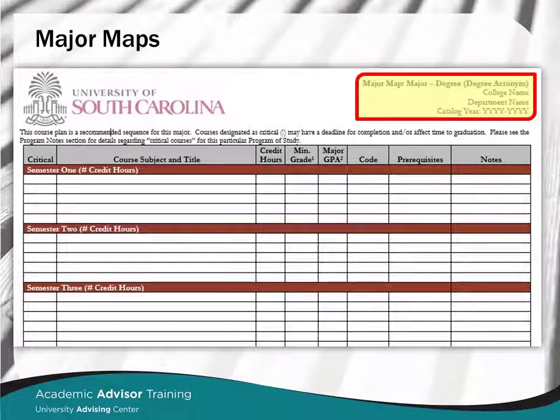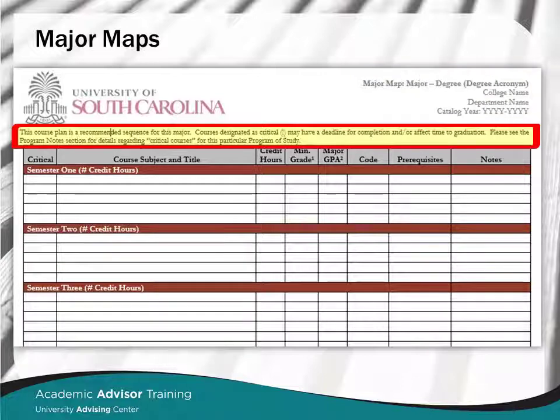Notice the header containing the information about the program of study. If this were a map for a particular major with an approved concentration, the concentration would be listed under the major and degree. The critical courses statement above the table will be the same for every map. Courses designated as critical have a deadline or may impact the anticipated graduation semester. There is a more detailed explanation of how the critical courses apply to the particular college or major in the program notes section on the back of the map.